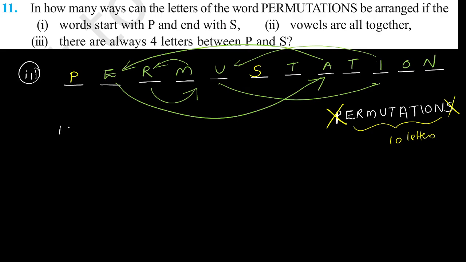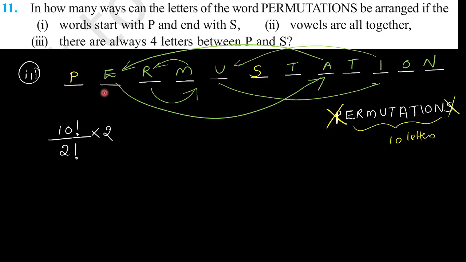10 letters are arranged in 10 factorial ways. But T is repeated twice. So except P and S, other letters can be arranged in 10 factorial by 2 factorial ways. But remember, it can be SP also. I mean, the order is not important. Instead of PS, it can be SP also. So PS can be arranged in 2 factorial or 2 ways. Understood? Instead of PS, you can write SP.